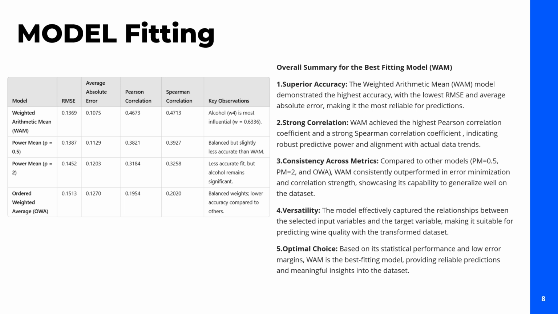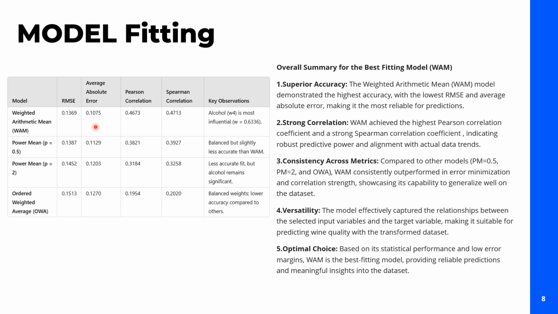For the model fitting, there's an overall summary of what we have seen. So if you see the different results for the different models which we have applied: the WAM model, power mean with 0.5, power mean with 2, and then ordered weighted average as well. Ultimately, based on the understanding of the different models which we have applied on the data sets, the weighted arithmetic mean model has demonstrated the higher accuracy and the lowest RMSE and average absolute error.